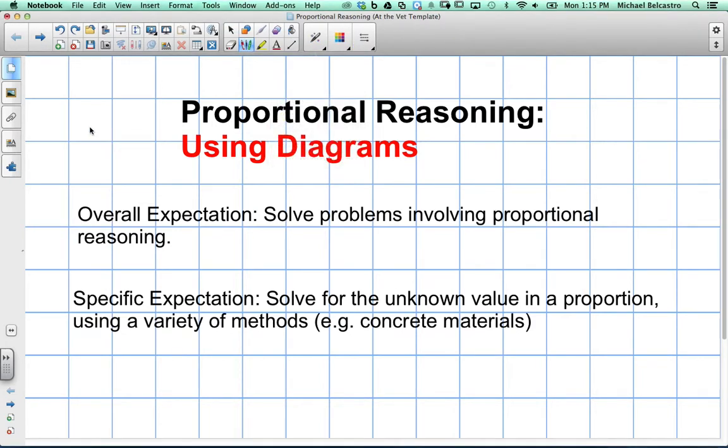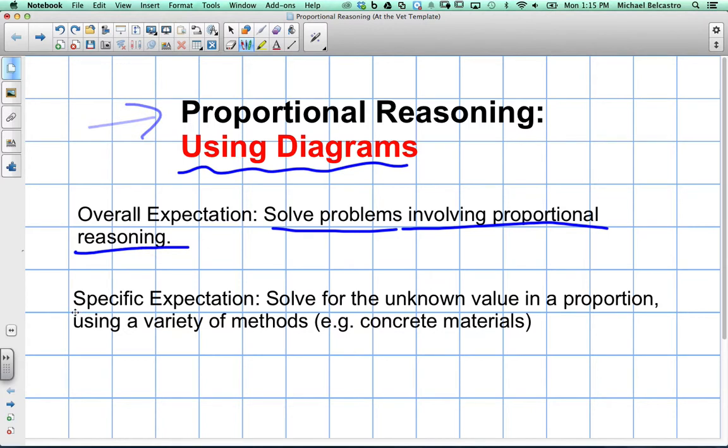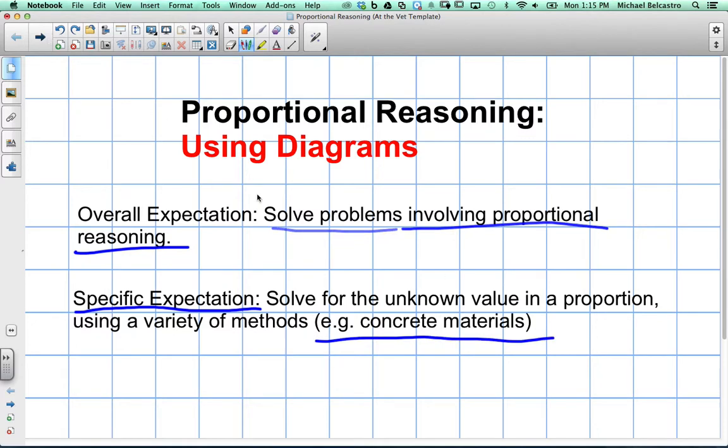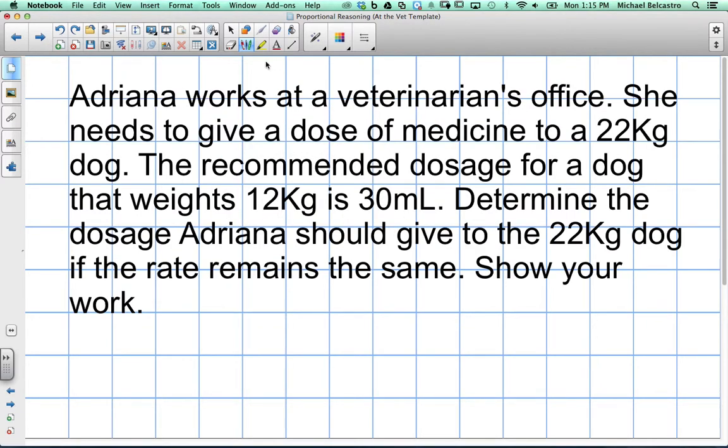Okay, we're looking at proportional reasoning, and the method we're going to use are some diagrams and concrete materials. The overall expectation is to solve problems involving proportional reasoning, and the specific expectation, solve for the unknown value in a proportion using a variety of methods, in this case, concrete materials. So we have our question here. We'll read through it once, and the second time through we'll highlight what's important.